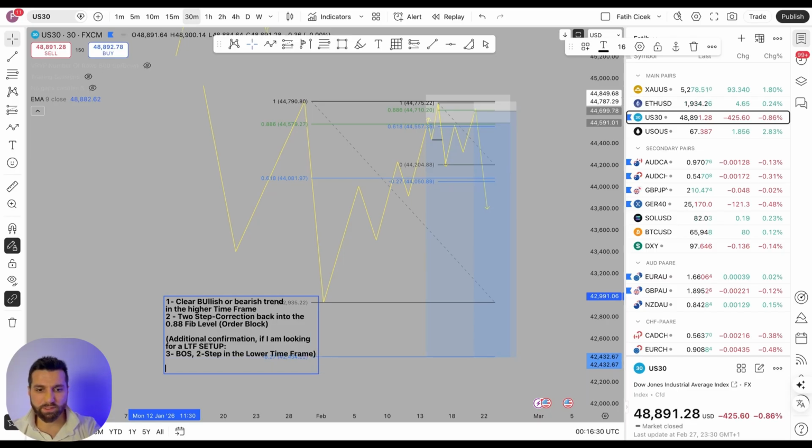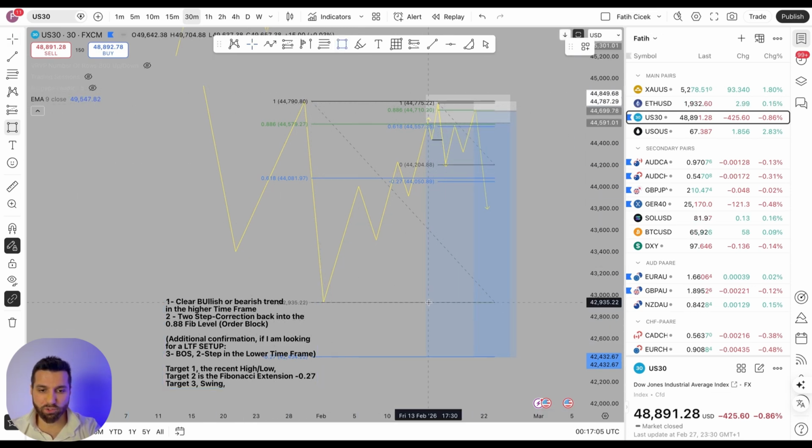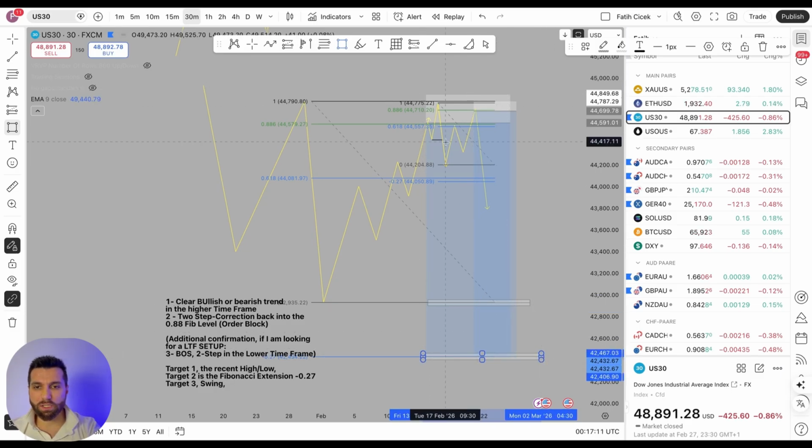And then we basically have the same target levels as in our first strategy. My target level 1 is the recent high or low. Target level 2 is the Fibonacci extension of minus 0.27. And then my targets 3 are going to be my swing targets, which are going to be the target 1 and the target 2 based on the higher time frame. So based on the higher time frame, my target 1 is going to be this, and target 2 is going to be that.